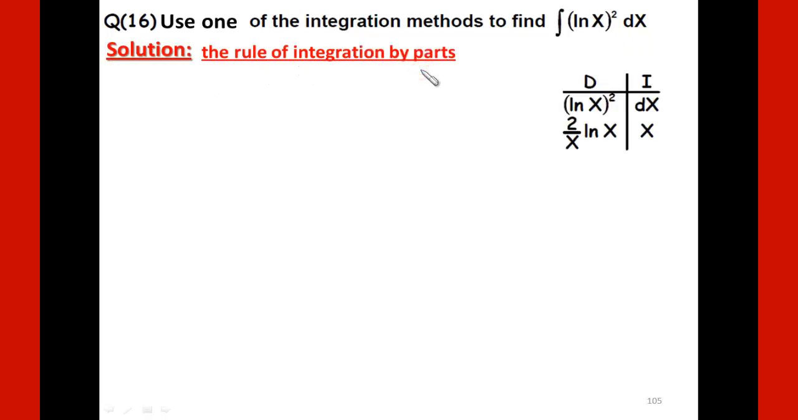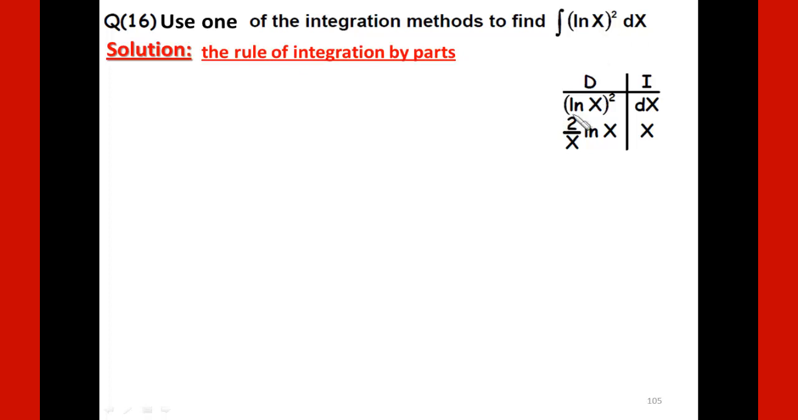Question 16. Use one of the integration methods to find the integral of (ln x) power 2 dx. Solution. We will use the rule of integration by parts as follows. We write differentiation, integration, and (ln x) power 2. We will take this function. We have here a product of two functions.